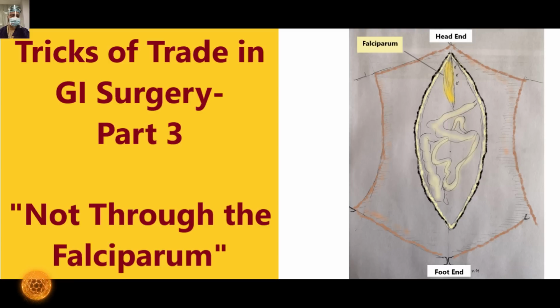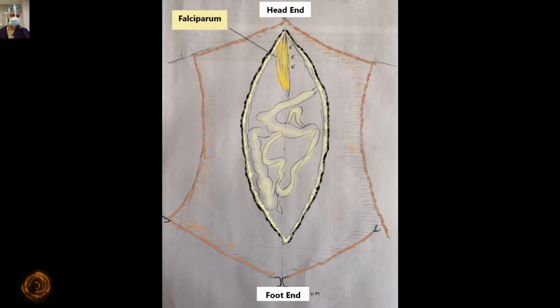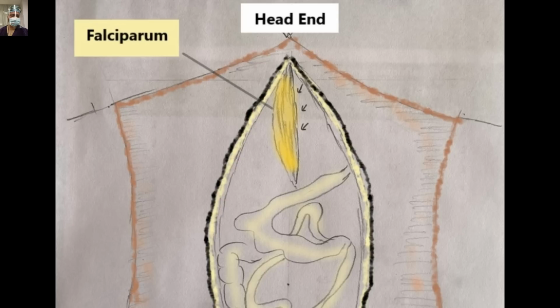So after the laparotomy, once you have given the incision and we have gained access into the abdomen, while going up towards the xiphoid, you come across the falciparum. So friends, the trick of the trade here is that you have to always go from the left side of the falciparum, as depicted by the arrows here in this line diagram which I have drawn. I hope you'll find it useful.